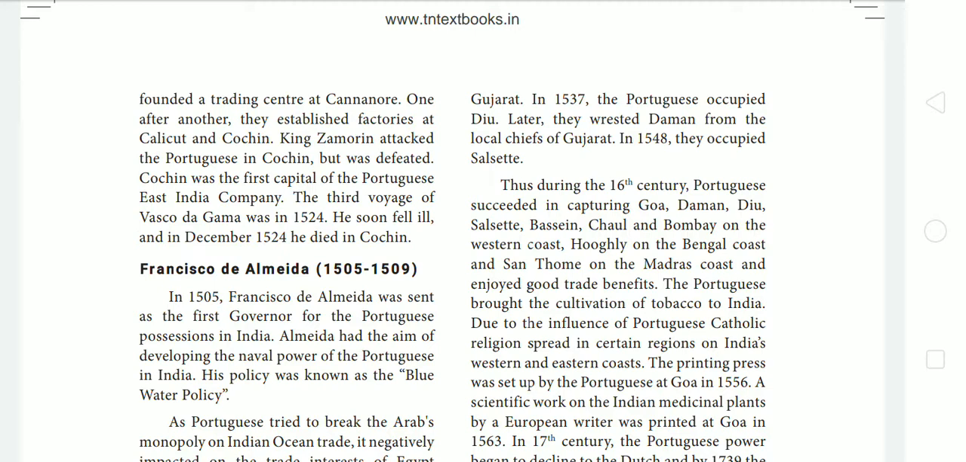Next, the third voyage of Vasco da Gama was in the year 1524. The first voyage was in the year 1498, the second voyage was in the year 1501, and the third voyage of Vasco da Gama to India was in 1524. After that, he soon fell ill. Due to sickness, he was not able to proceed, and in December 1524, he died in Cochin. So in India itself, he died in the year 1524.